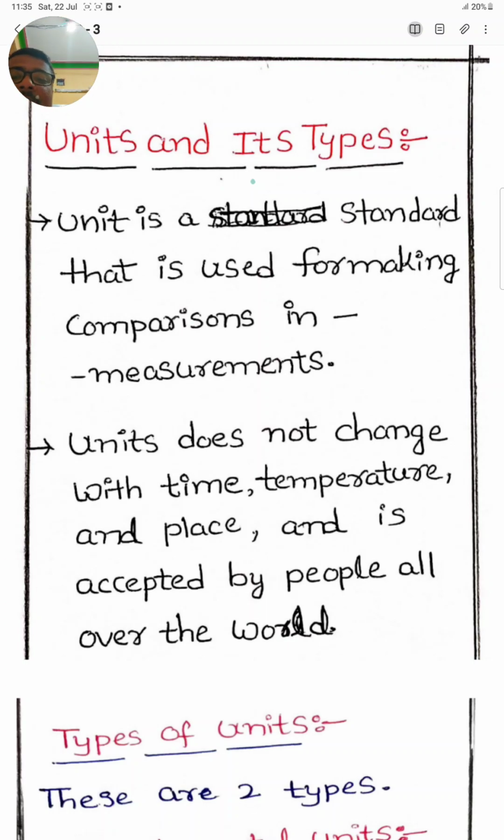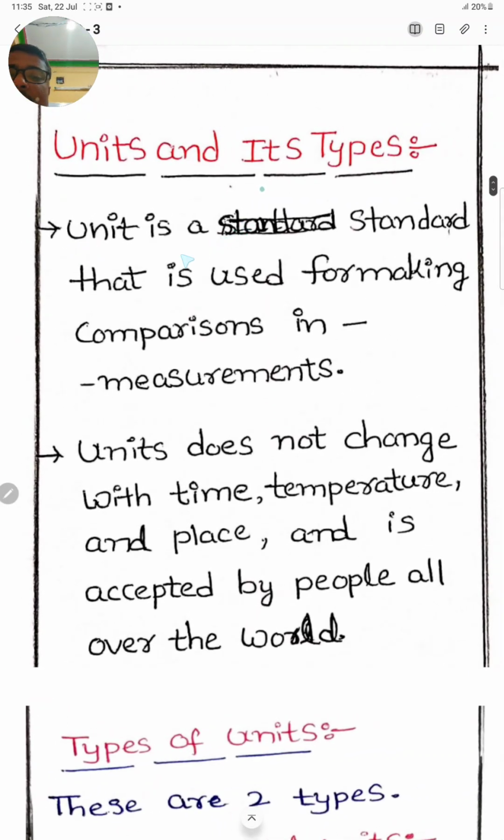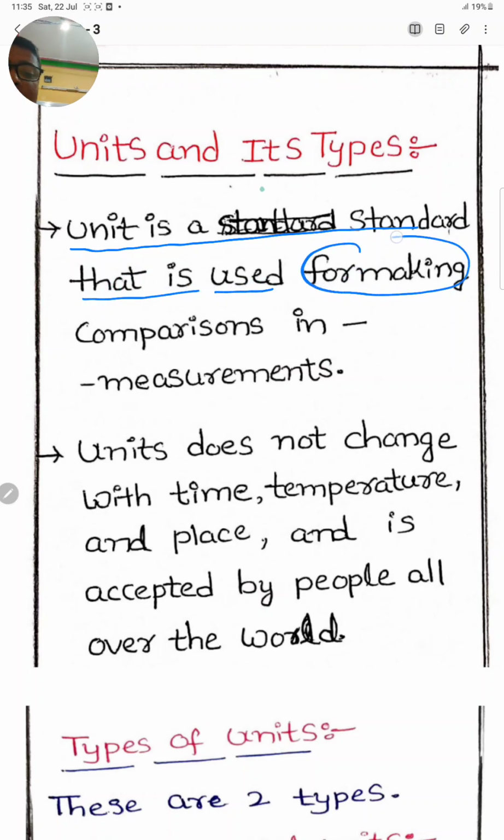See here, a unit is a standard that is used for making comparisons in measurements. What is the use of a unit here? A unit is the standard used for making comparisons. For making comparisons in measurement, we use units.